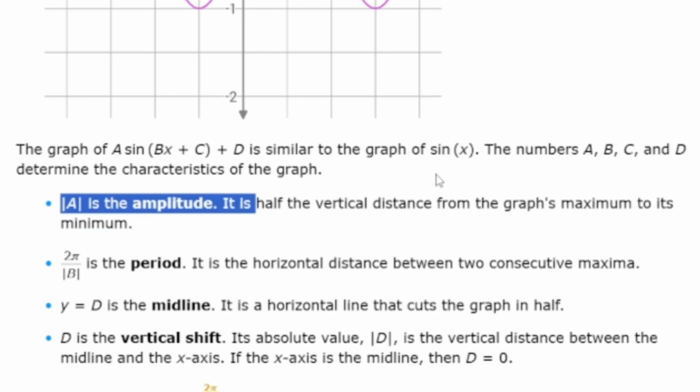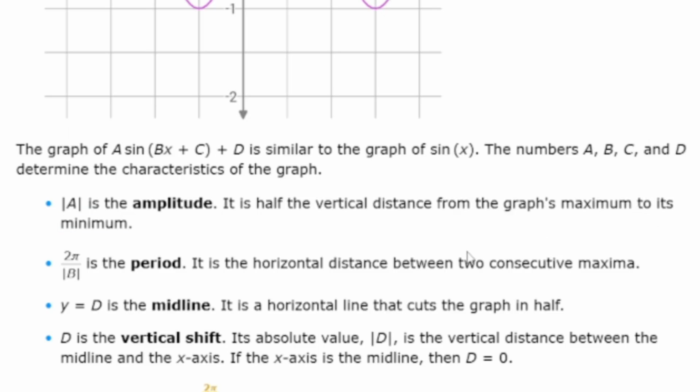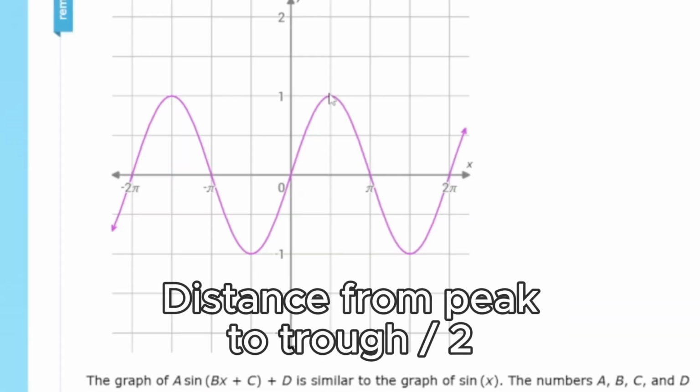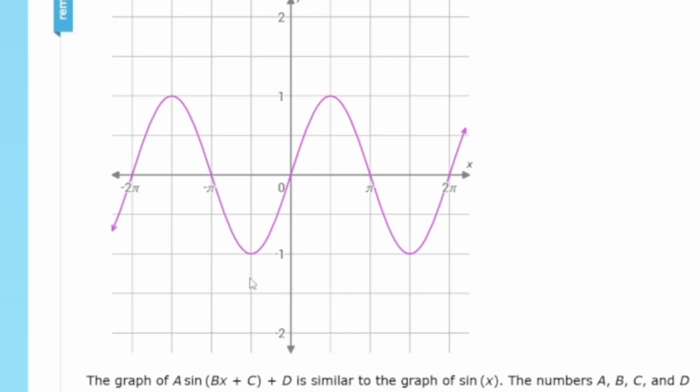It is half the vertical distance from the graph's maximum to its minimum. So right over here, we have a distance from this part to this part, it's 2. But since it's half, we divide that by 2, so it's 1.